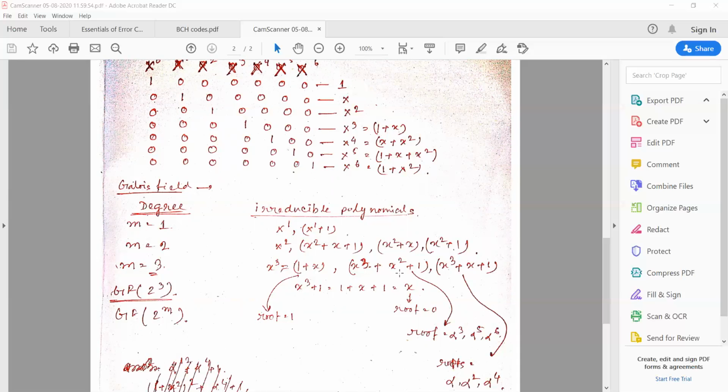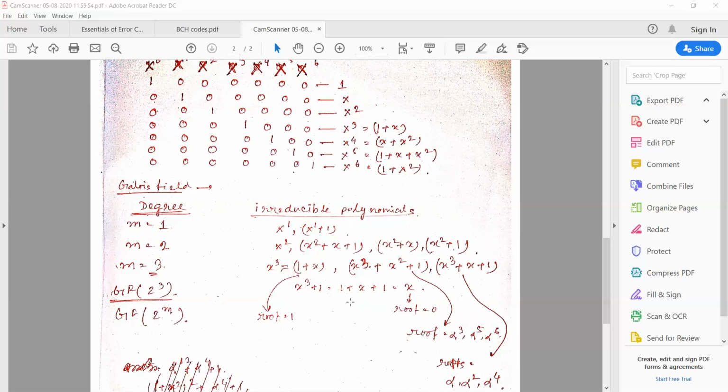Now x cube plus x square plus 1. This equation has roots of alpha cube, alpha to the power 5, and alpha to the power 6. We can see how these become the roots of this equation. Okay, we will see later. And x cube plus x plus 1 has roots alpha square and alpha to the power 4.